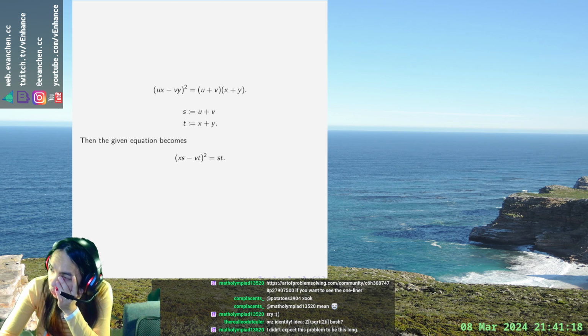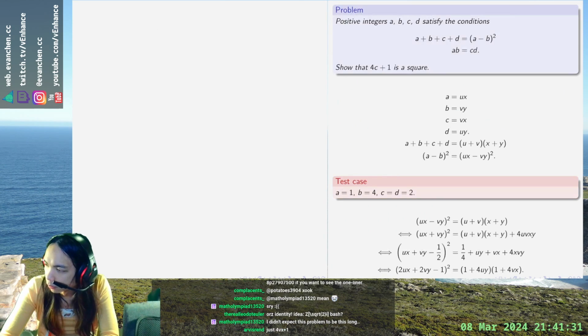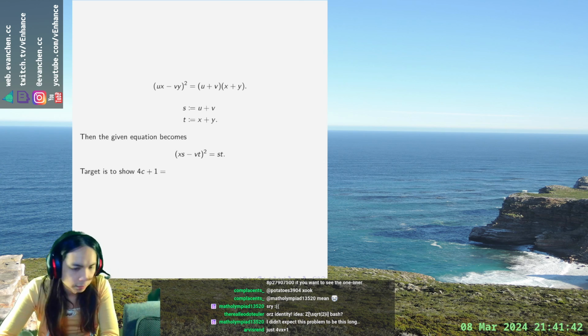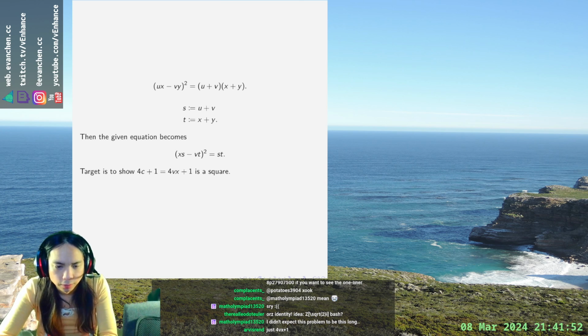What is the eventual end goal? I want, what is 4c+1 in this notation? So 4c was equal to vx. That's actually good for us. It doesn't even involve S and T. So without loss of generality, GCD(S, T) equals 1, because we can scale out any common factors.